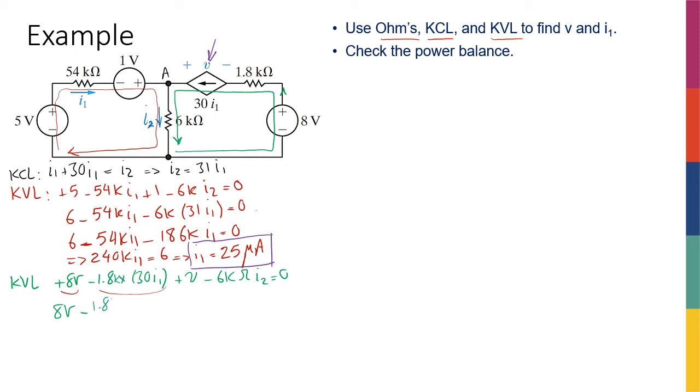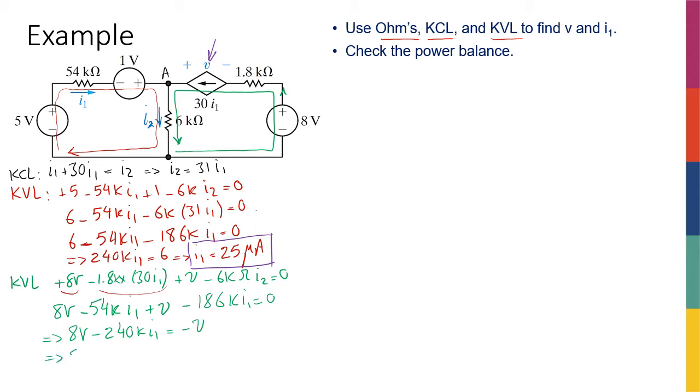So 1.8 kilo, sorry, 54 kilo ohm times I1 plus V minus, now 6 kilo ohm times I2. I2 is 31 I1, so this becomes again 186 kilo I1 is equal to 0. Therefore, 8 volts minus 240 kilo I1 is equal to negative V.